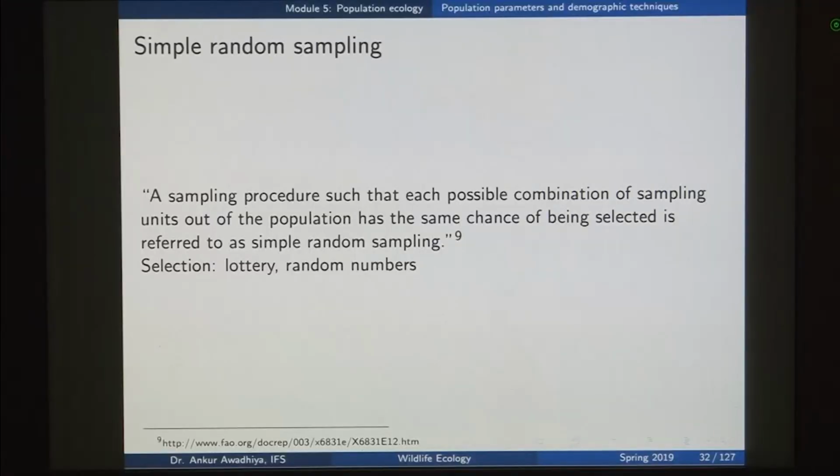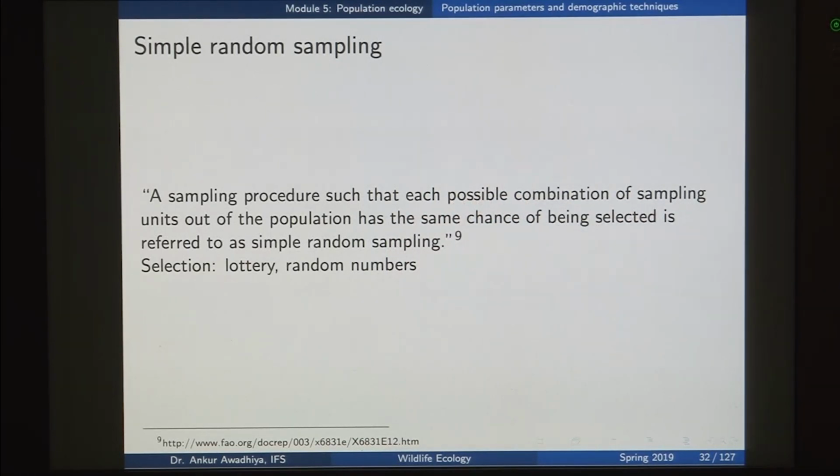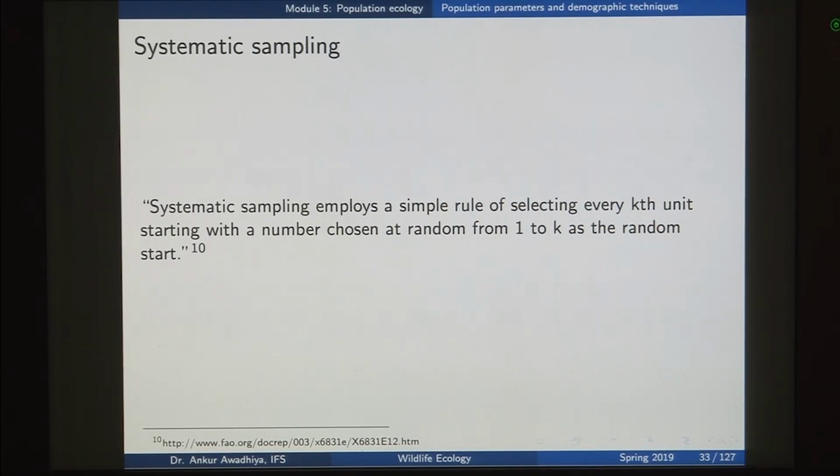Now, such a sampling goes by the name of simple random sampling. That can be through a lottery or by using random numbers. The second one is systematic sampling. Systematic sampling employs a simple rule of selecting every kth unit, starting with a number chosen at random from 1 to k as the random start.